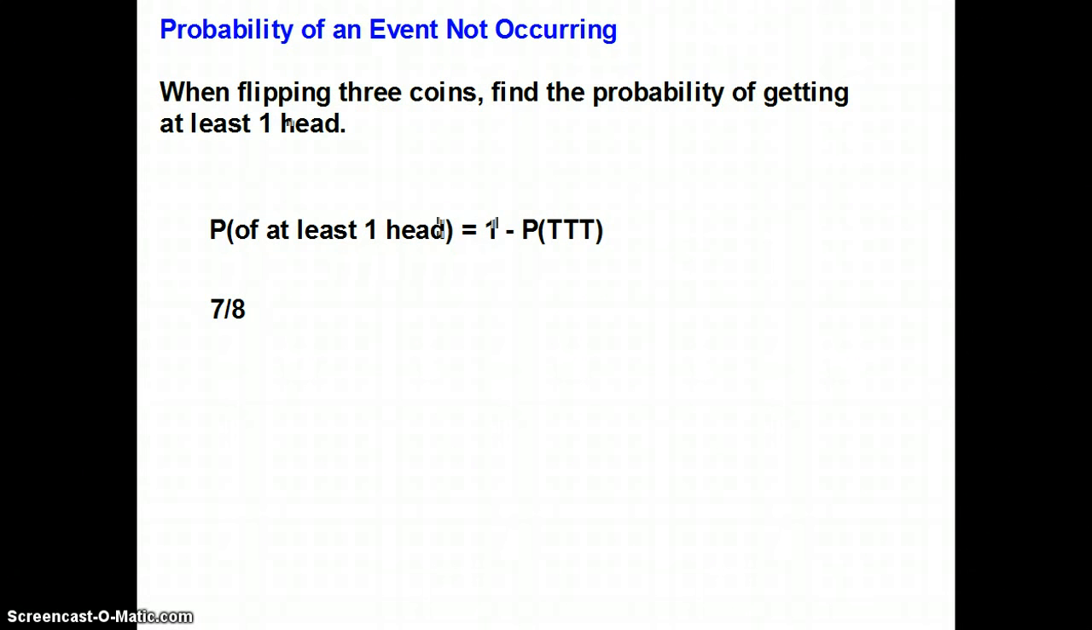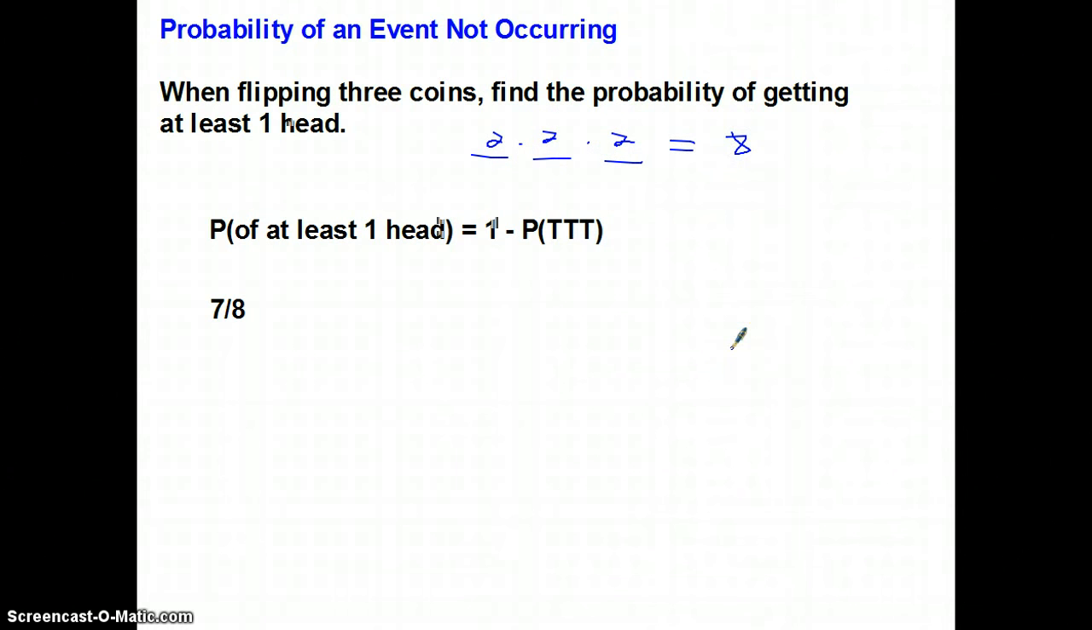Okay, so here I have a problem pretty much done for us. When flipping 3 coins, find the probability of getting at least one head. Well, this is kind of piggybacking off one of the problems we did earlier. Remember flipping 3 coins. We have 2 options, 2 options, 2 options, right? And so there's a total of 8 possibilities.